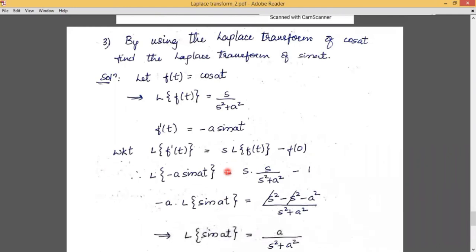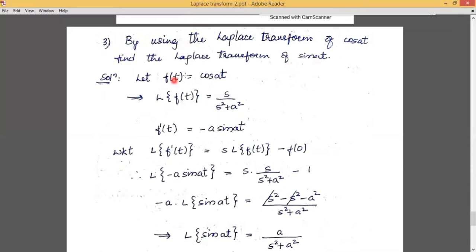Next problem. By using the Laplace transform of cos at, find the Laplace transform of sin at. So what they have given? By using the Laplace transform of cos at, find the Laplace transform of sin at. So we'll take f(t) as cos at. And the Laplace transform of cos at is s/(s^2+a^2).